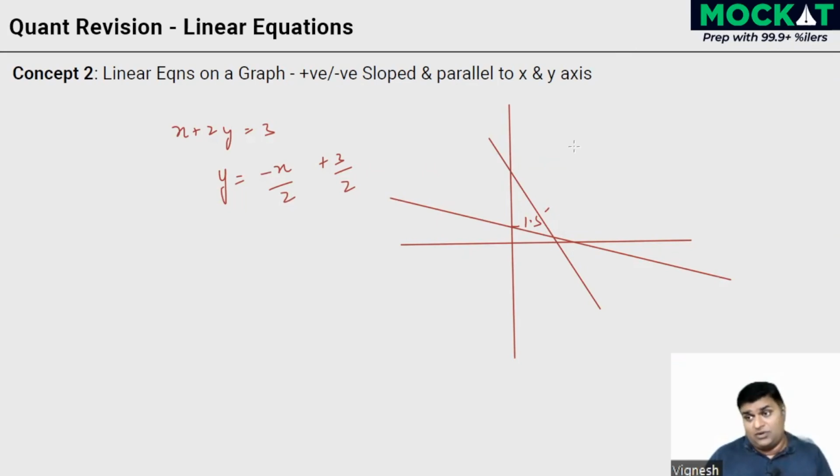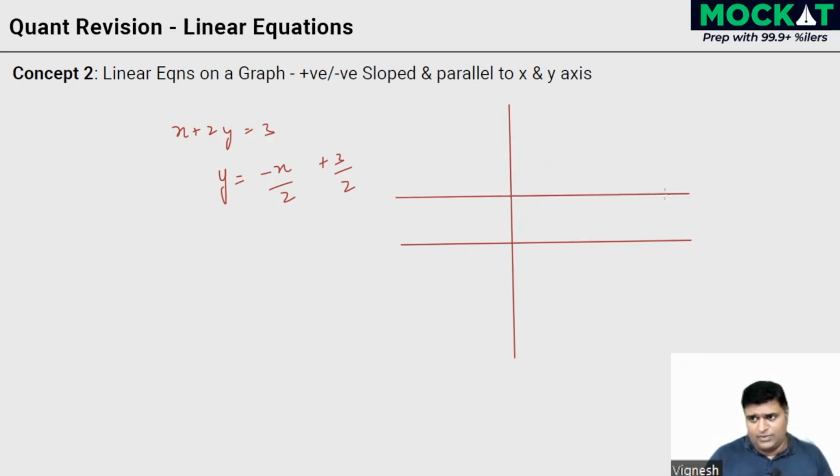When a line is parallel to the x-axis or y-axis, how is it going to look, and what is going to be the equation? If it's parallel to the x-axis, it is always going to pass through one y value. Let's say that y value is 2, and the simple equation of this line is y equals 2.